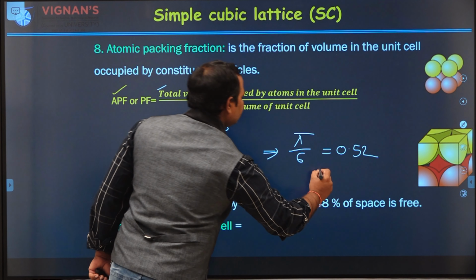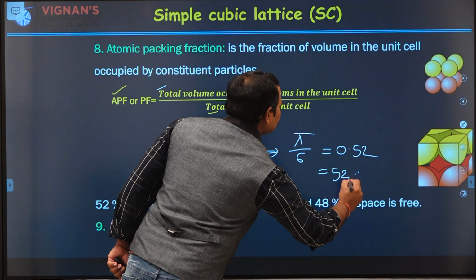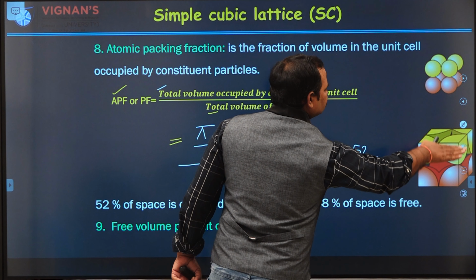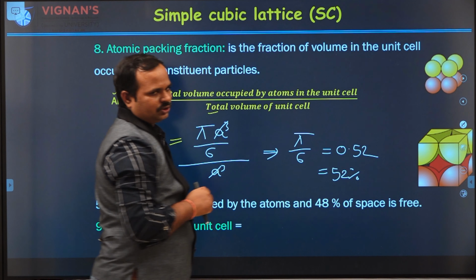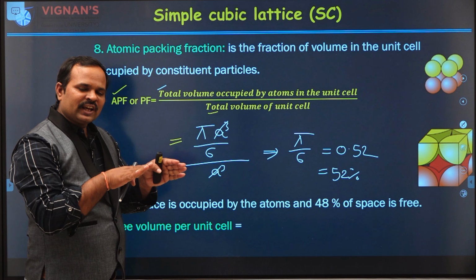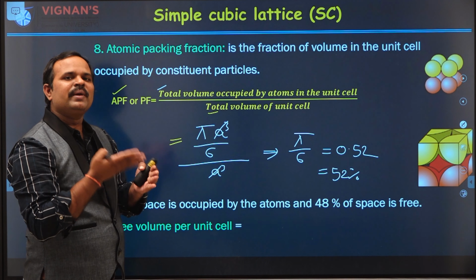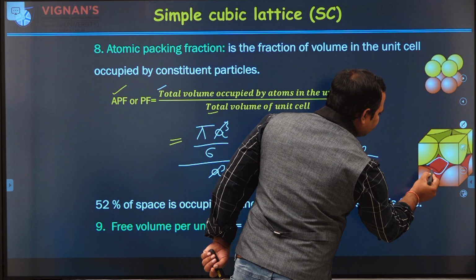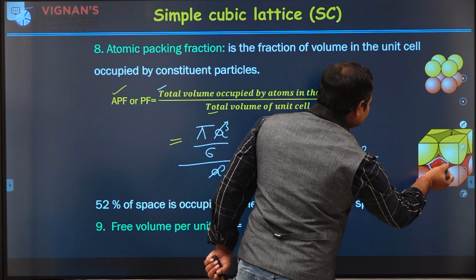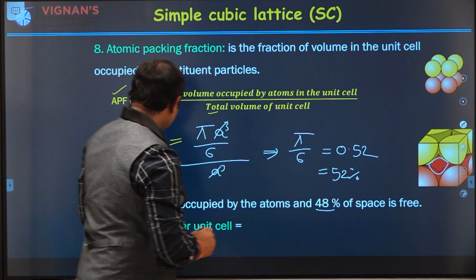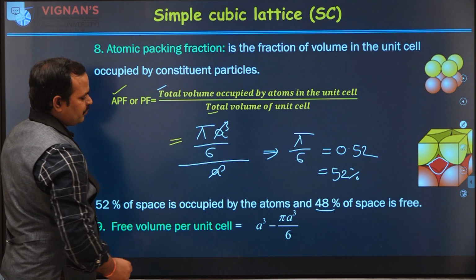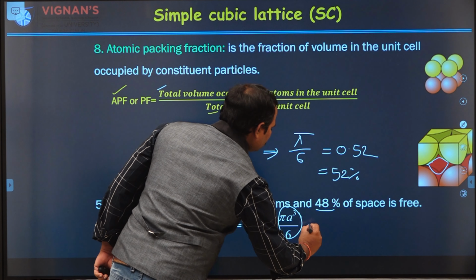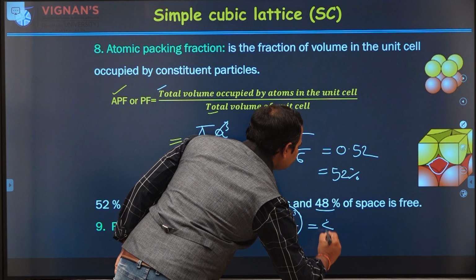If you multiply with 100, then you get 52%. That means 52% of the volume is being occupied by the atoms in the simple cubic. If you take a simple cubic, only 52% of it is occupied by the atoms. You can see there are a lot of gaps here. So these are all gaps between them. These gaps result in 48%. So the free volume per unit cell is 48%.